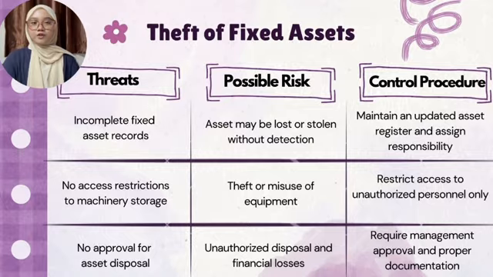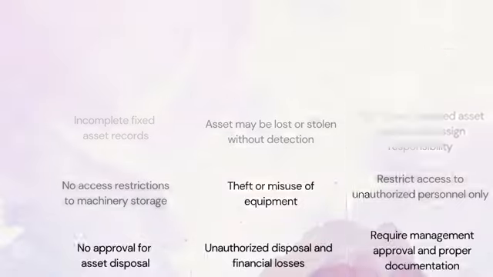Lastly, no formal approval for asset disposal. There is no formal approval process for disposing of old or damaged machinery. Employees may remove or sell assets without management's knowledge, resulting in financial losses and inaccurate asset records. Therefore, all disposals should require management approval and proper documentation before any asset is removed from the factory.